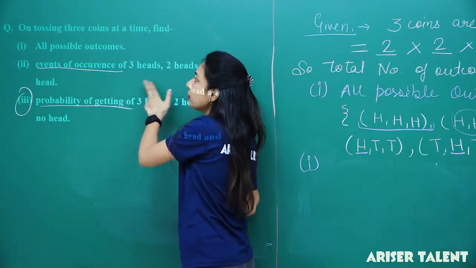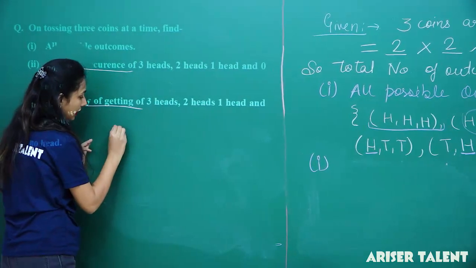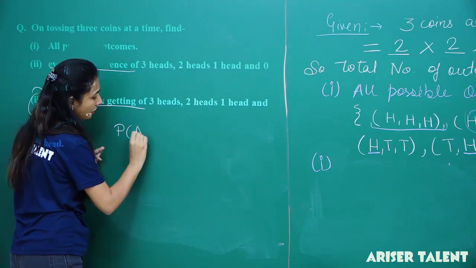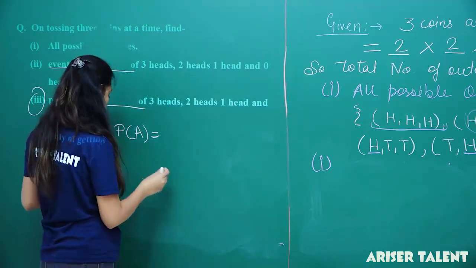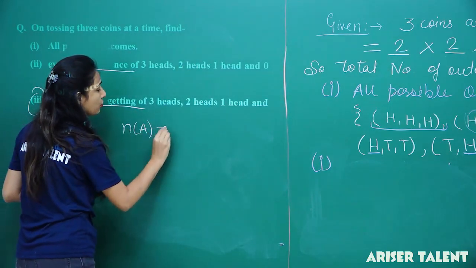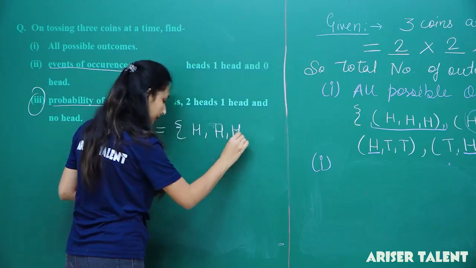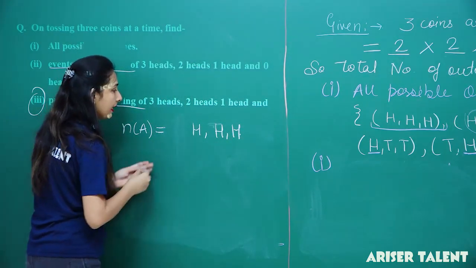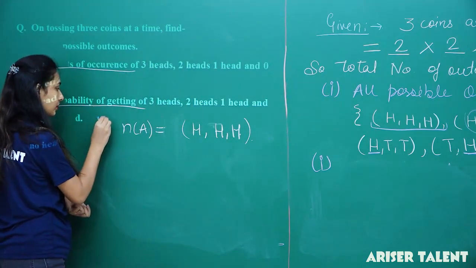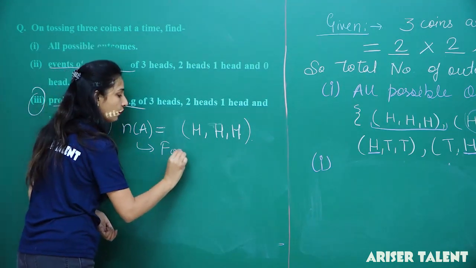Now the event of occurrence of 3 heads, that will be simply what we have done here, events of occurring. So P, let's suppose A for 3 heads, that will be equal to what? And A will be equal to what? Head, head, head. Only one event, so we can use small brackets for that. That's for point number 2. And this is for 3 heads.